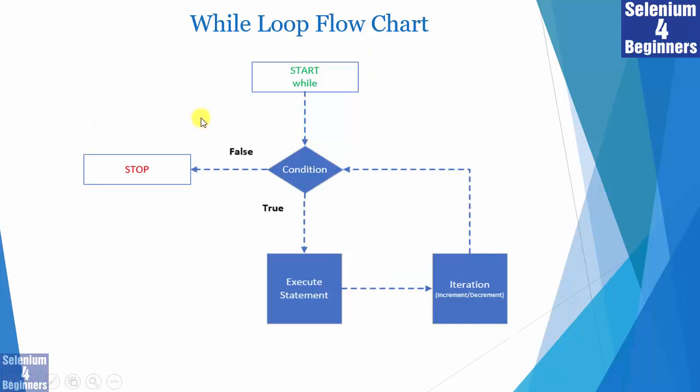Here's the while loop flowchart, which starts with while. First, we see the condition. If the condition is false, the while loop bypasses execution and stops. If the condition is true, the while loop executes a statement, then increments or decrements the value. Next, the process continues all over again until the condition becomes false.